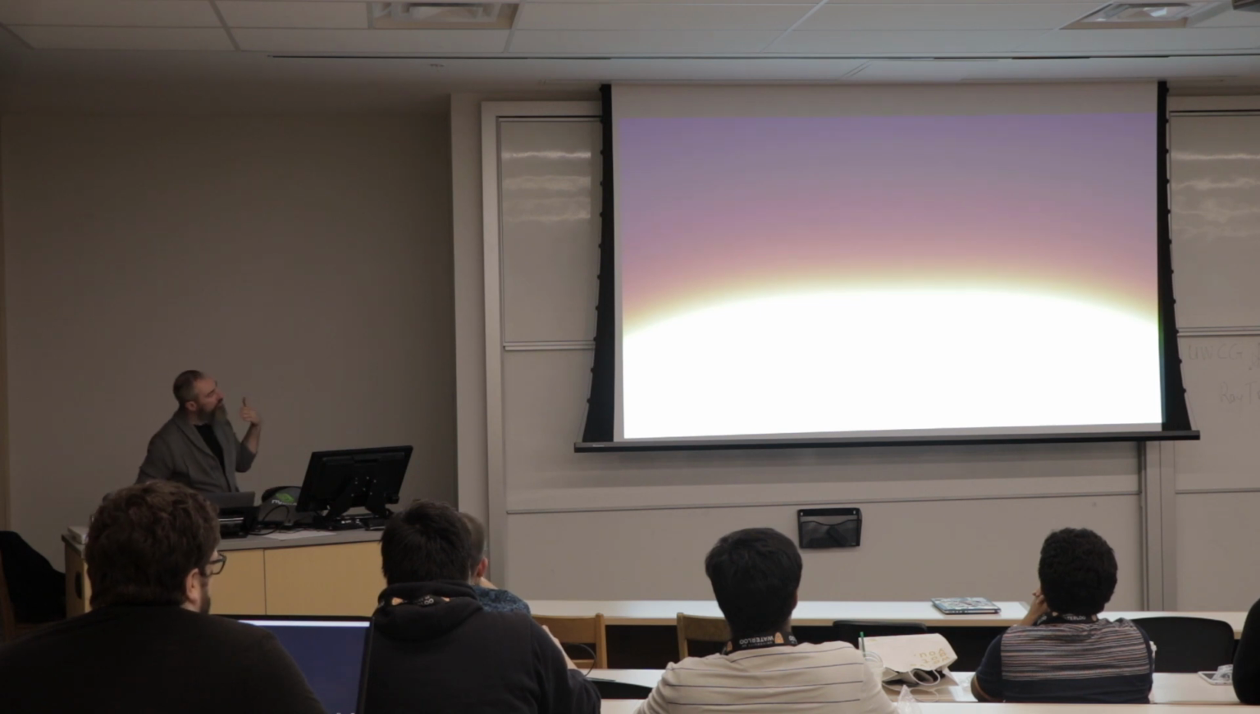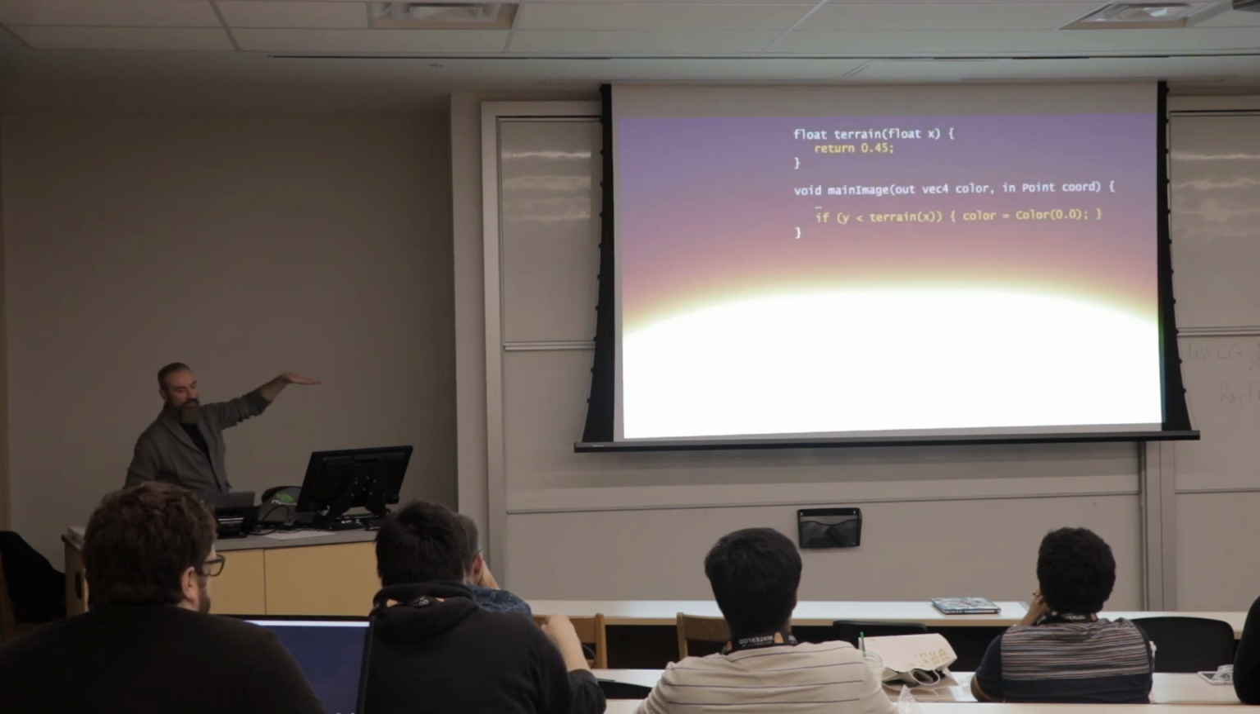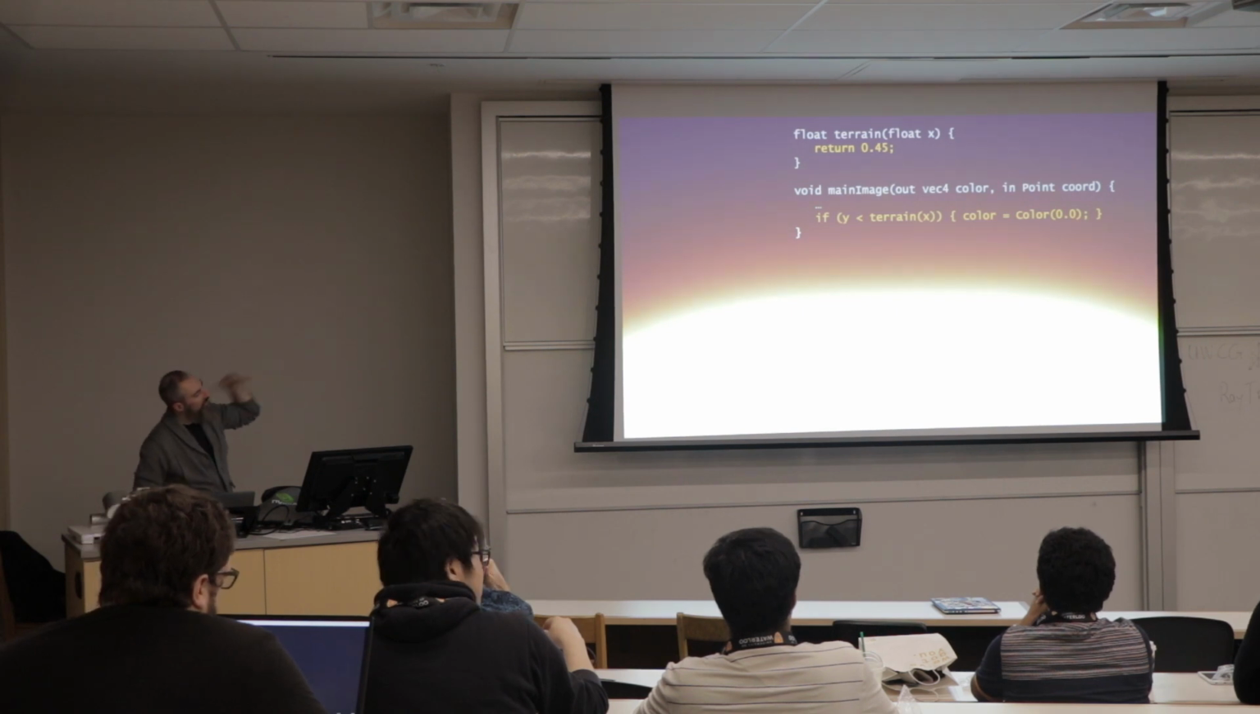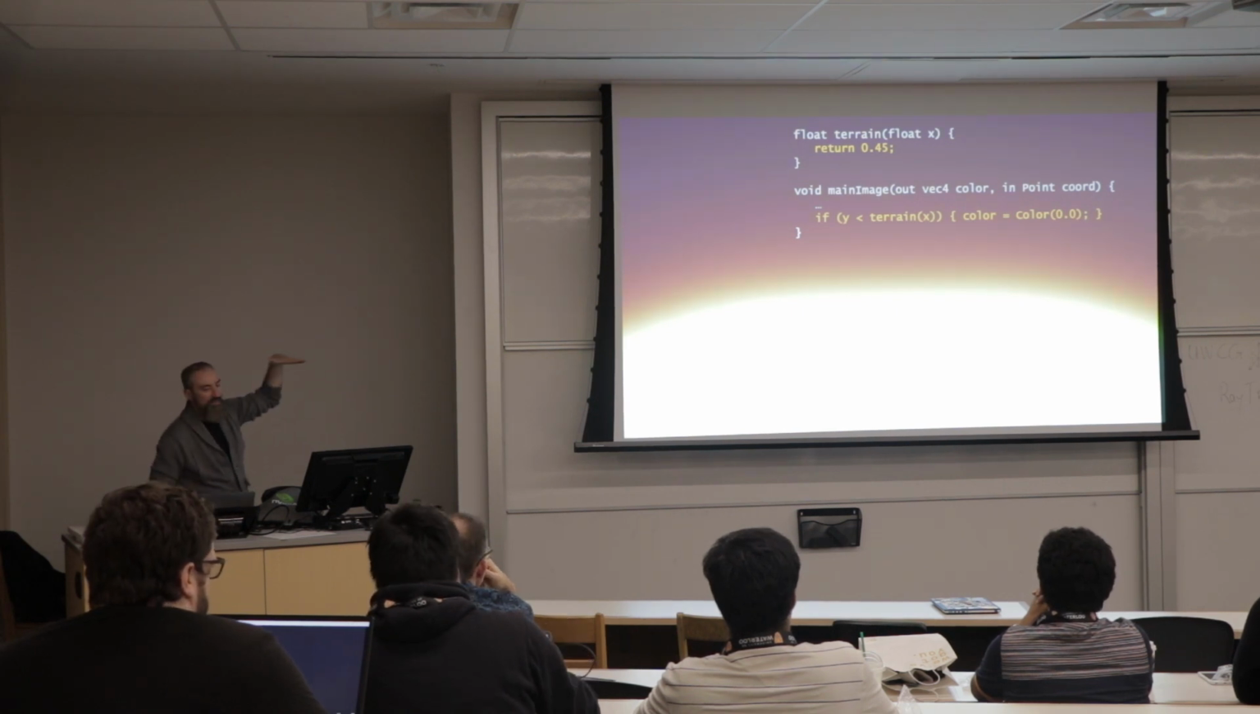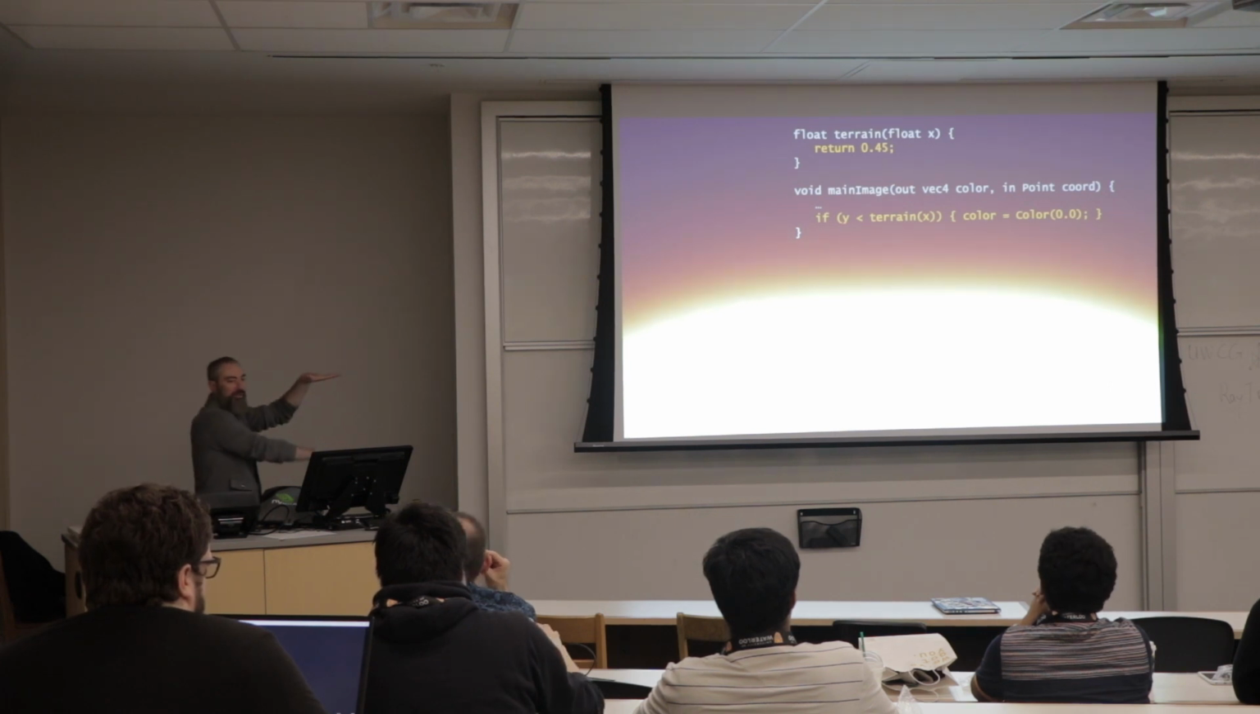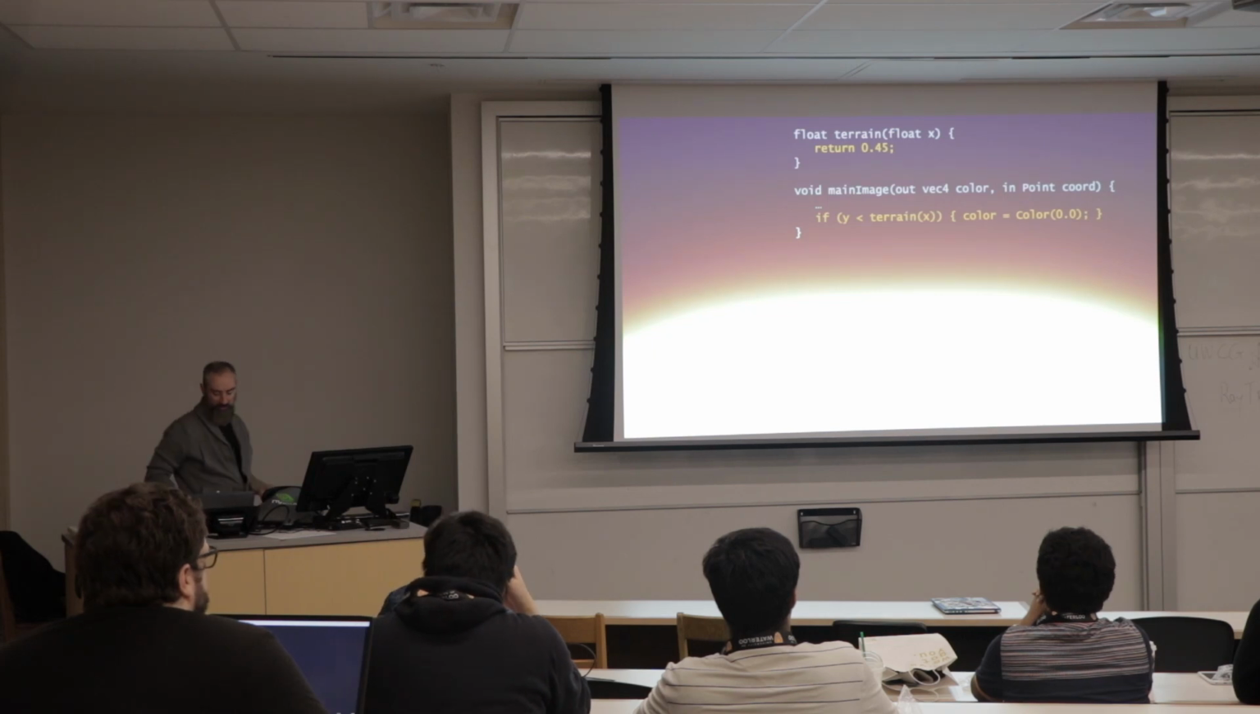And what I'm going to do is I'll say that there's a line at y equals 0.45, a little below the midpoint. And that's just going to be a horizontal line, and that will be the silhouette of the terrain. If you're below there, it'll be black, and above there, you'll have the sky color that I already had.